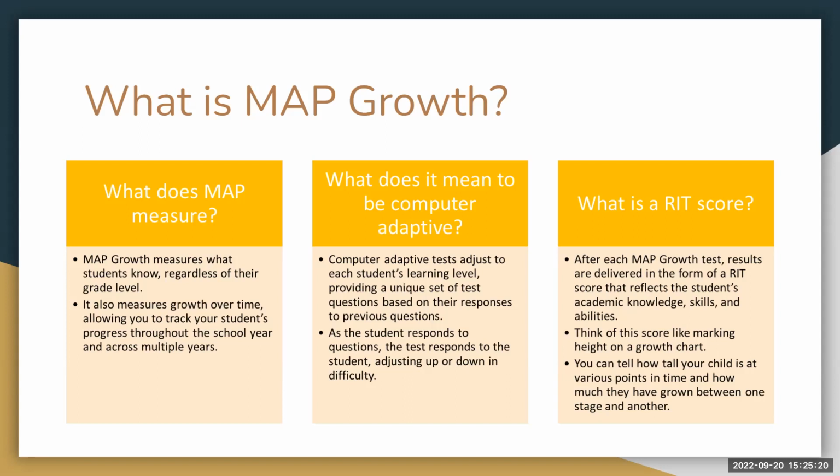Another thing about MAP is that it is a computer adaptive test. What that means is that students get a unique set of test questions based on their responses to previous questions. If they answer something correctly, they're going to get a question that's a little bit harder. If they answer something incorrectly, they're going to get something that's a little bit easier. So no two students' tests are going to be exactly the same.